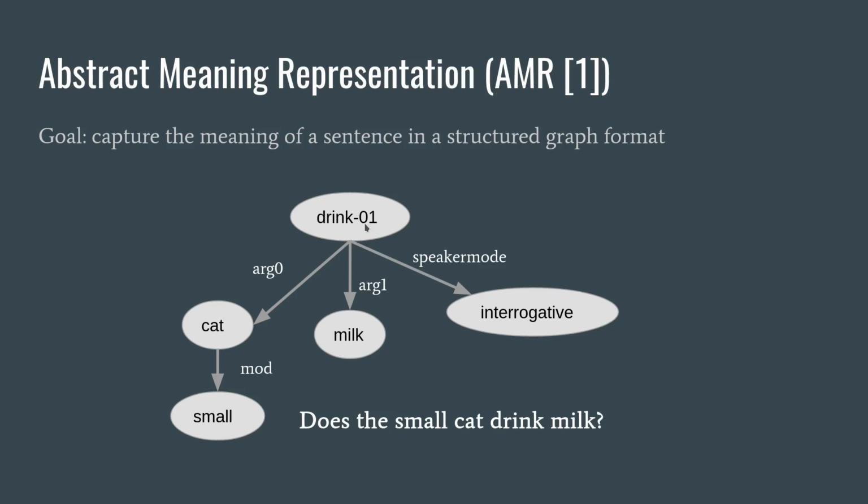And here we see the root of the graph, which is the main predicate. It's drink, and you can look its exact meaning or sense up in the proposition bank. What we also see is that cat is the agent of drink, arg 0, and milk is the patient of drink. And we see that AMR also captures other things, such as speaker mode. In this case, it's interrogative.